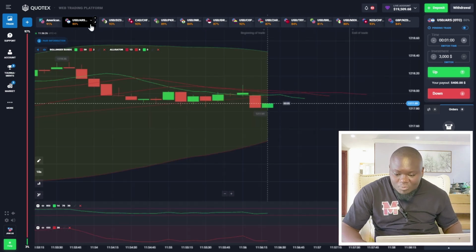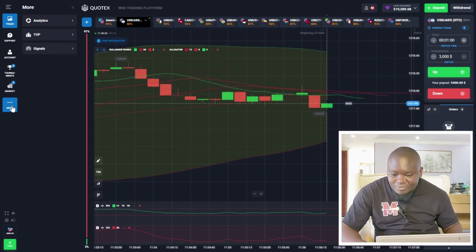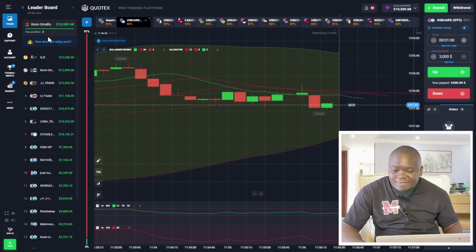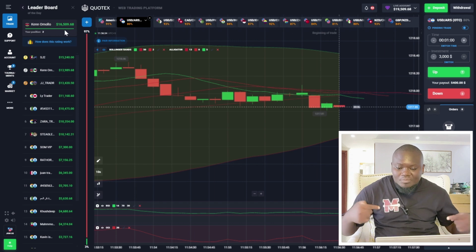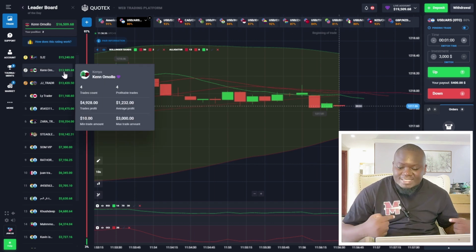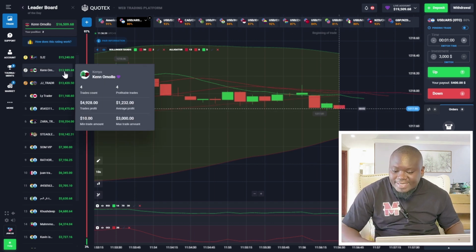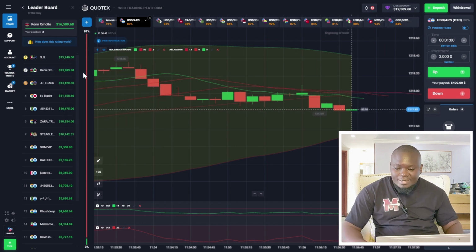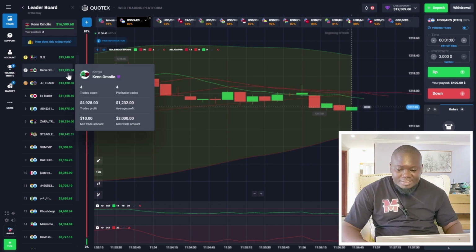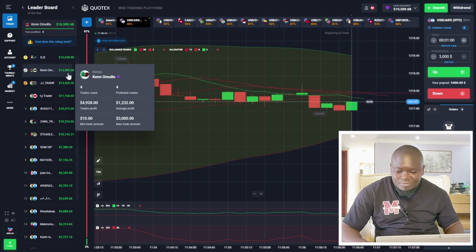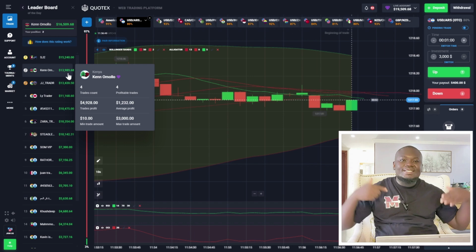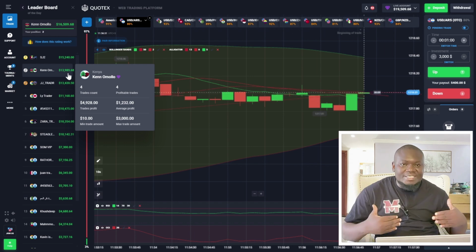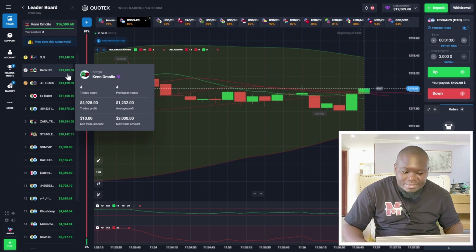Now, if you look at the Quotex leaderboard, you notice that I have a profit of $16,509, which technically puts me in position 1. It's only that our last trade has not been updated, and we are currently at position 2, and the profits that already reflect on the leaderboard is $13,989.